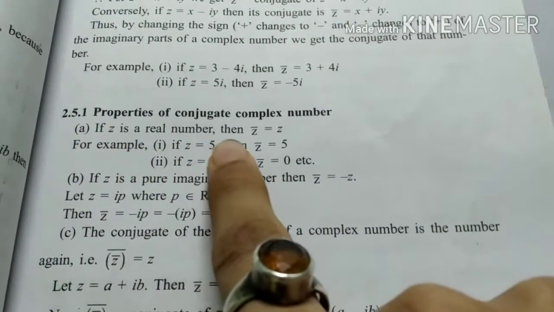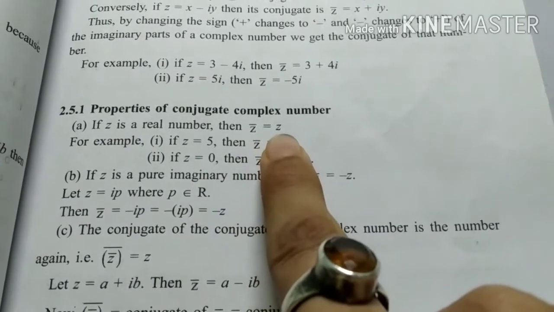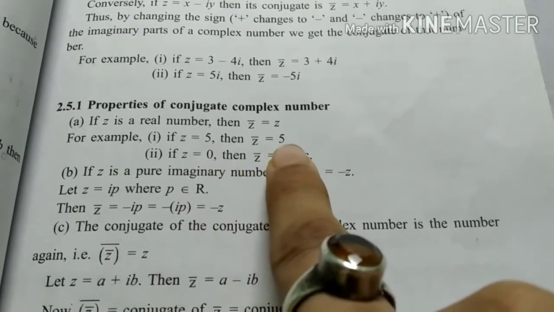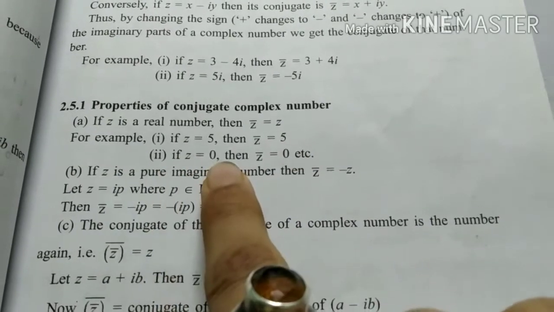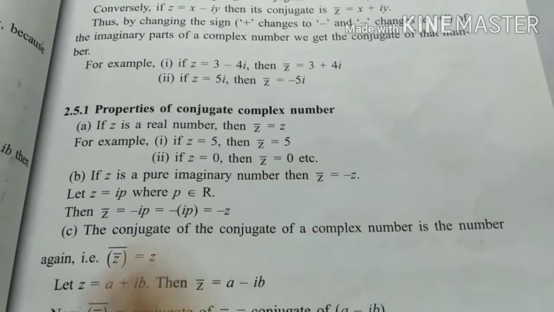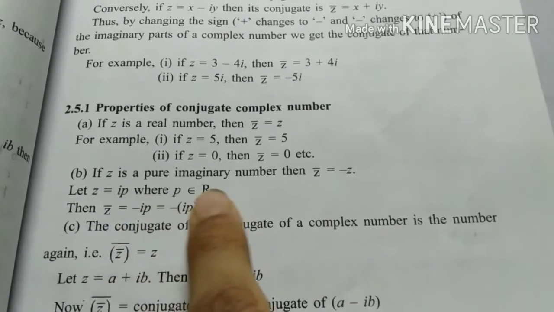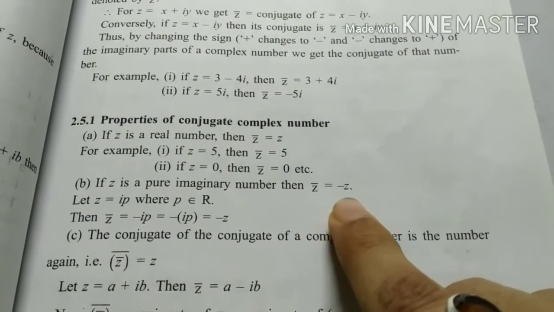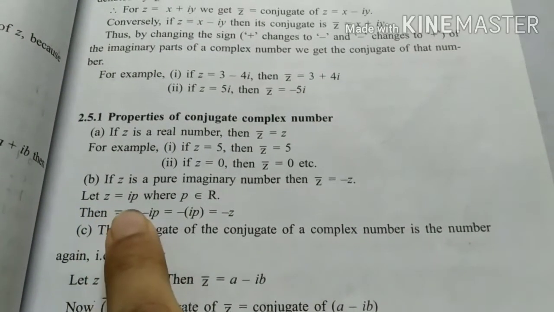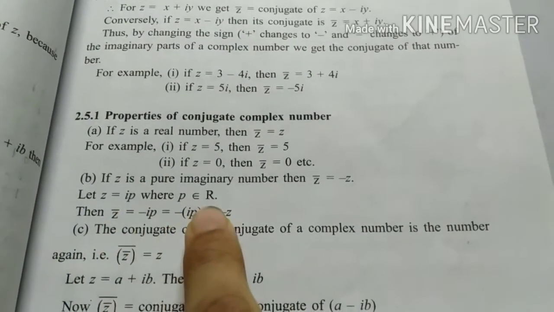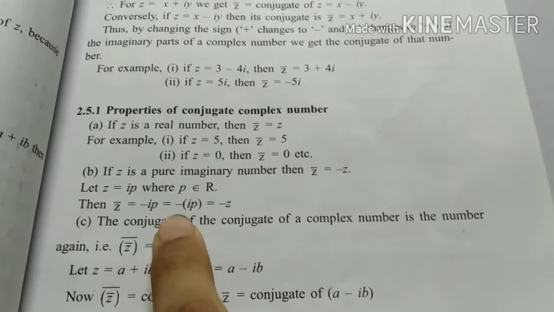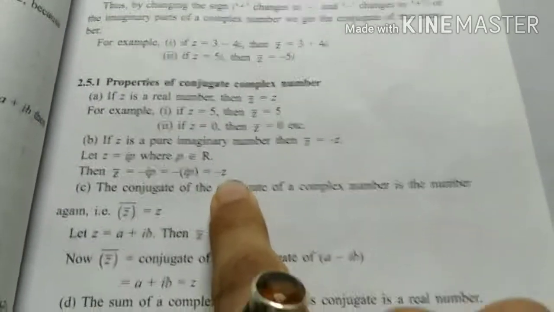Next, properties of conjugate numbers. If z is a real number, then z bar is equal to z. For example, if z is equal to 5, then z bar is 5. If z is equal to 0, then z bar will be 0 only, etc. If z is a pure imaginary number, then z bar is equal to minus z. Let z be equal to ip, where p belongs to R, then z bar will be minus ip, which is equal to minus bracket ip, equal to minus z.